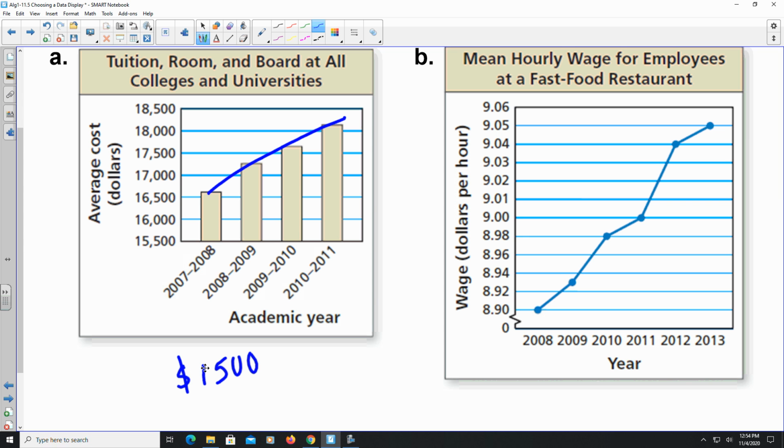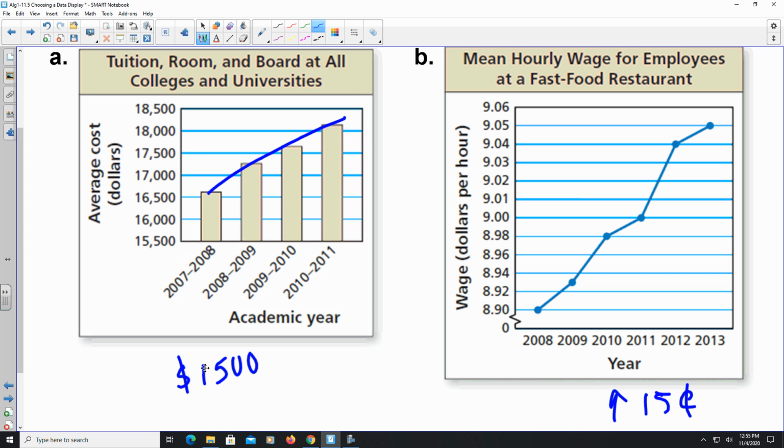If you look at B here, they're talking about the mean hourly wages for employees at a fast food restaurant. You're thinking, oh, between 2008 and 2013, it went up quite a bit. But if you look at the increments and how it was drawn up, it only went up 15 cents. The graph seems misleading because you're thinking, look how much more our wages were in the last 5 years, but in cents, it only went up 15 cents. Not a big increase, not even a big percentage increase.